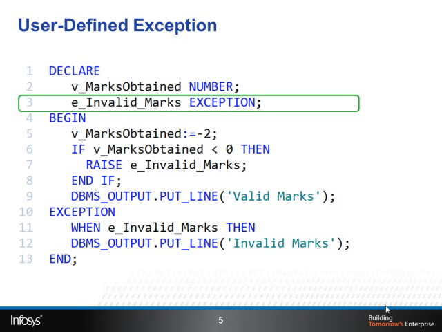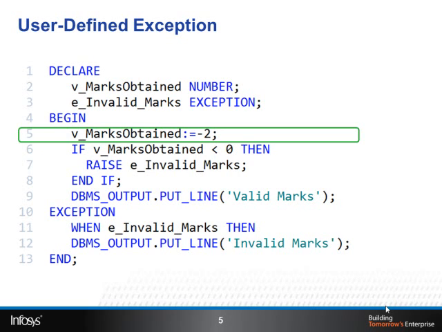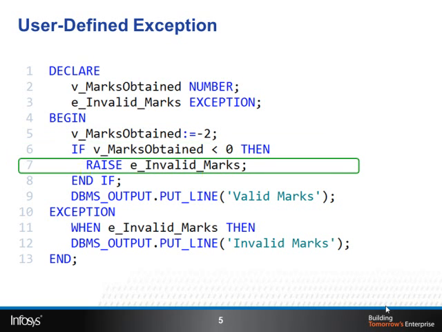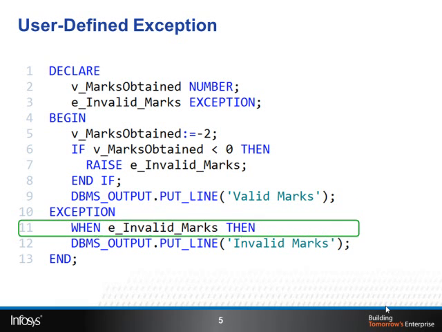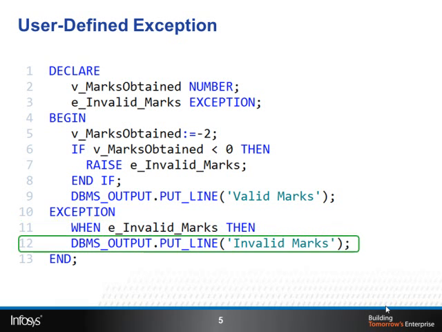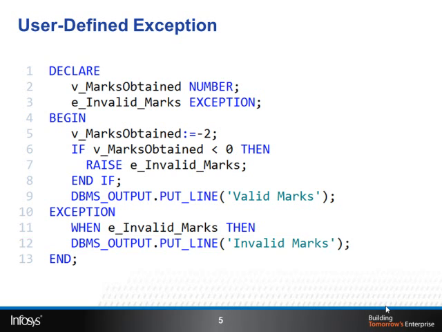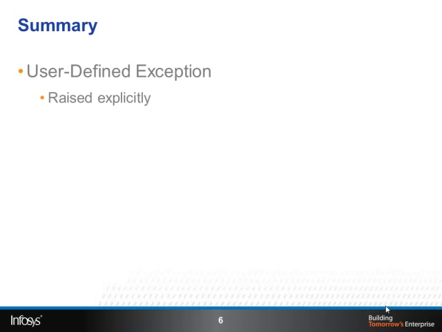When the marks obtained is -2, that is less than 0, the EInvalidMarks user-defined exception is raised. The control is then transferred to the exception section where it is handled by the EInvalidMarks handler. Thus, the output invalidMarks is displayed. To summarize, user-defined exception is declared and raised explicitly by the user.